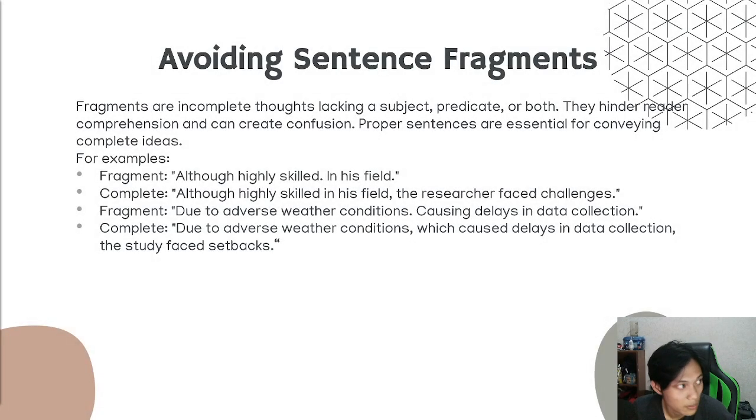Next one is avoiding sentence fragments. Incomplete thoughts lacking a subject, predicate, or both hinder reader comprehension and can create confusion. Proper sentences are essential for conveying complete ideas. For example, here's a fragment: "Although highly skilled in his field." It doesn't mean anything because it just doesn't make sense. If you want to complete it, you can add "the researcher faced challenges," which makes it easier to comprehend.